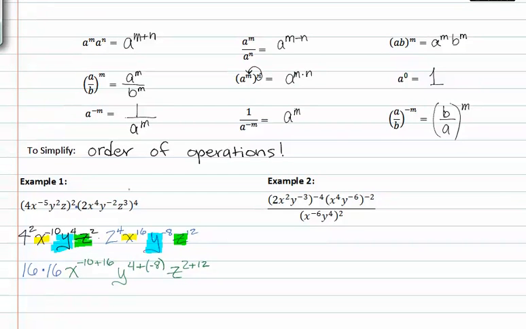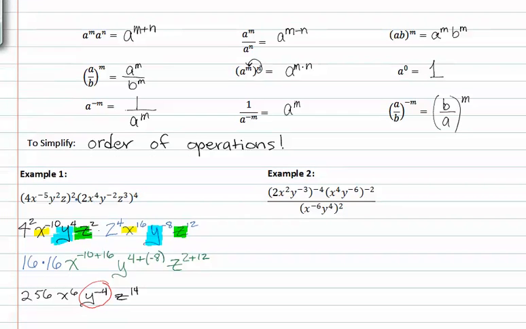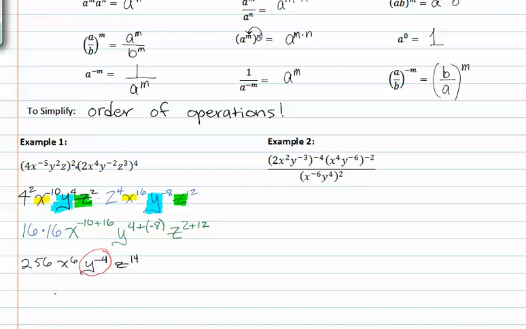At this point, I can go ahead and multiply the 16s together, and I get 256, x to the 6th, y to the negative 4, z to the positive 14. Notice that this is my only negative exponent, so I'll go ahead and shift that to the denominator, and I'll have my final answer. 256, x to the 6th, z to the 14th, all over y to the positive 4. And that's my final answer.